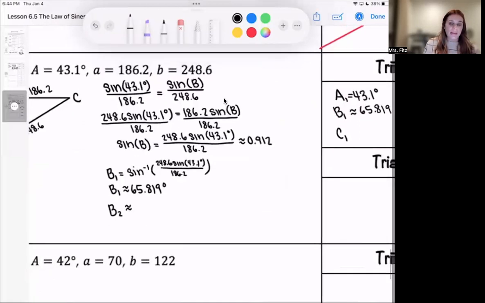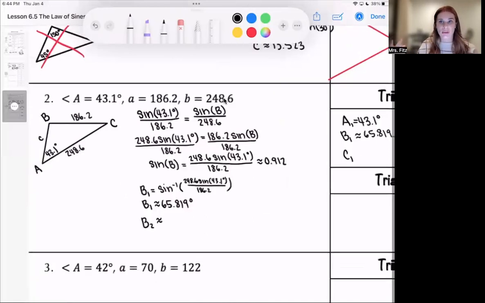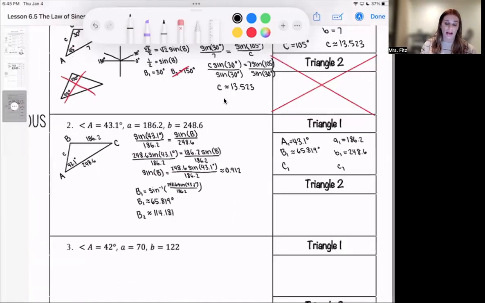So what that means is we take 180 degrees and subtract off that 65.819, whatever it was in your calculator. When you do that, you get approximately 114.181. Now you always want to check that this would actually make a real triangle. So if you notice, if you add 114.181 to 43.1, guess what? That's not over 180 degrees. It's actually less than it. So this one actually has 2 possible triangles.